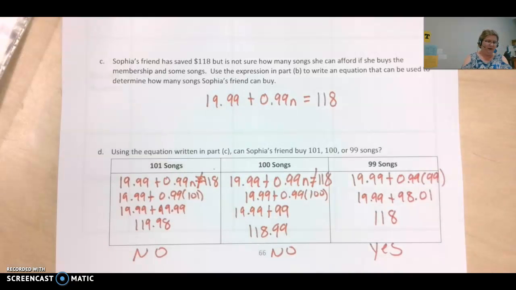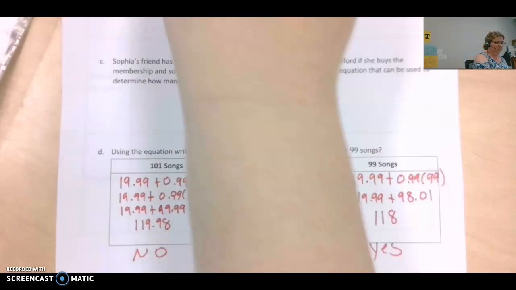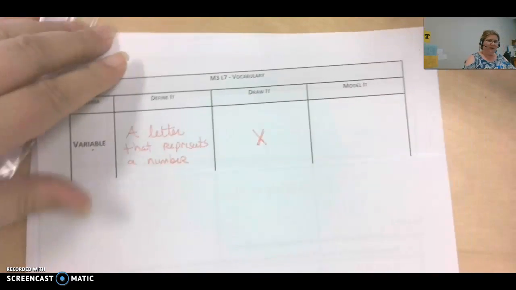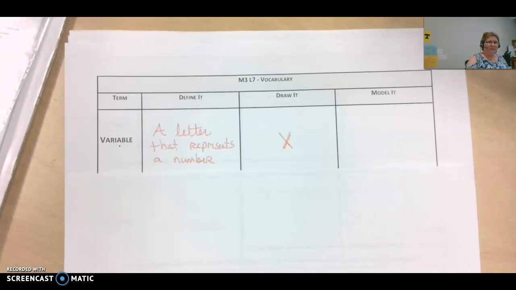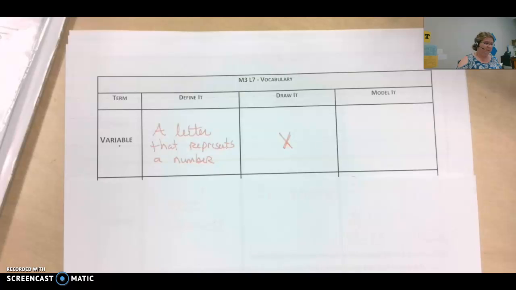Now we have some vocabulary. The first vocabulary word is variable. A variable is a letter that represents a number. The example that I've provided for you is X. You can pause this if you need to and write these things down.